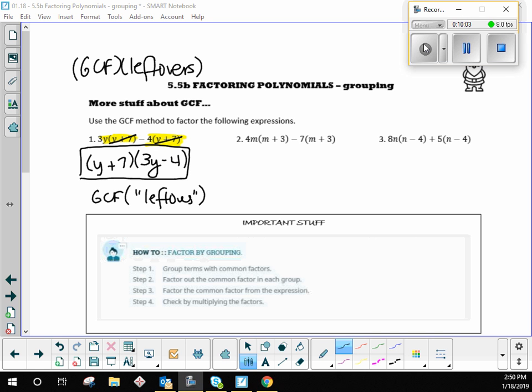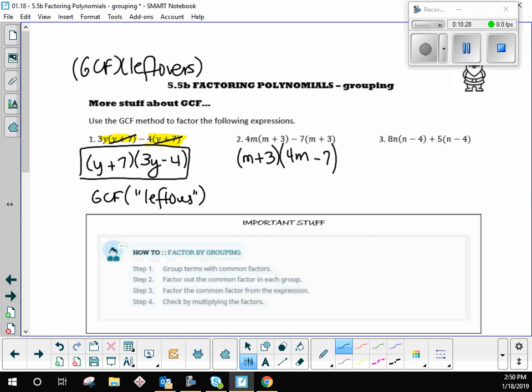Okay, so for number 2, what did both of the groups have that was the same? Okay, good. n plus 3. So I write that down. That's their common factor. And then I open new parentheses for leftovers. What's left over in the first one? 4m. And what's left over in the second group? Minus 7. Done.